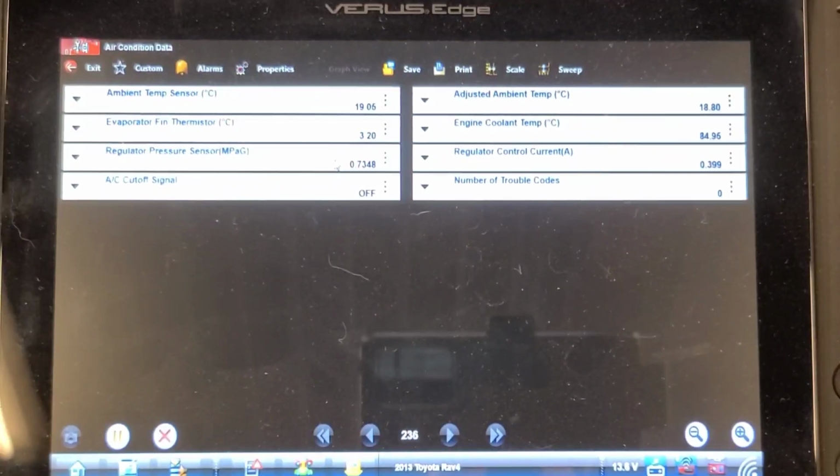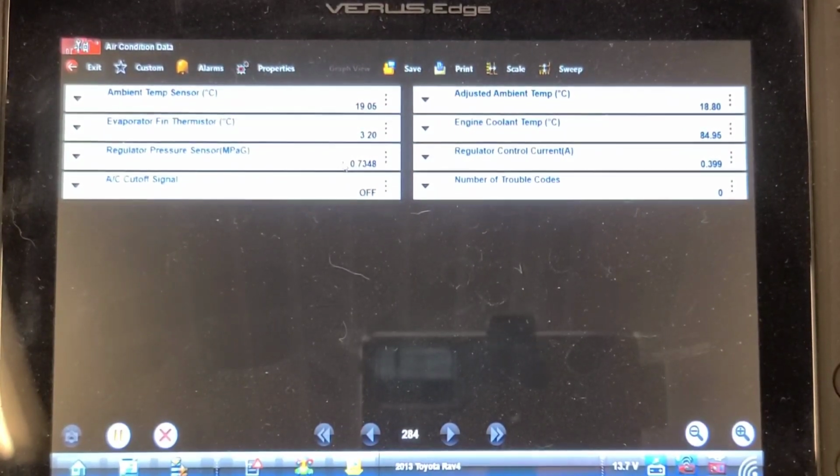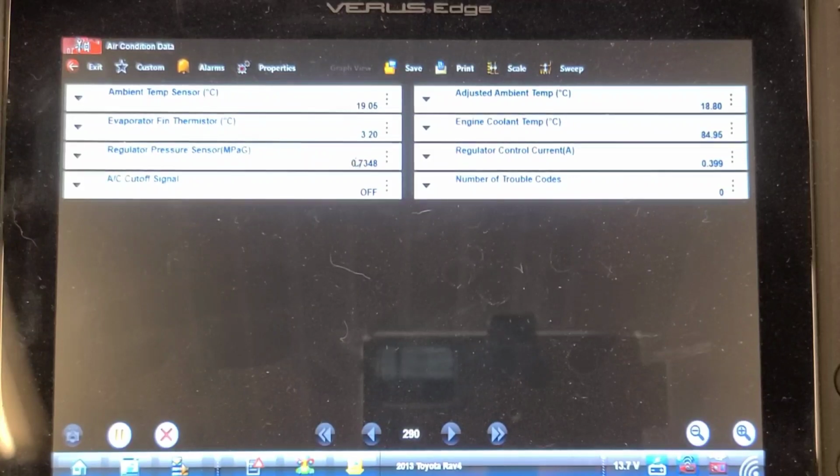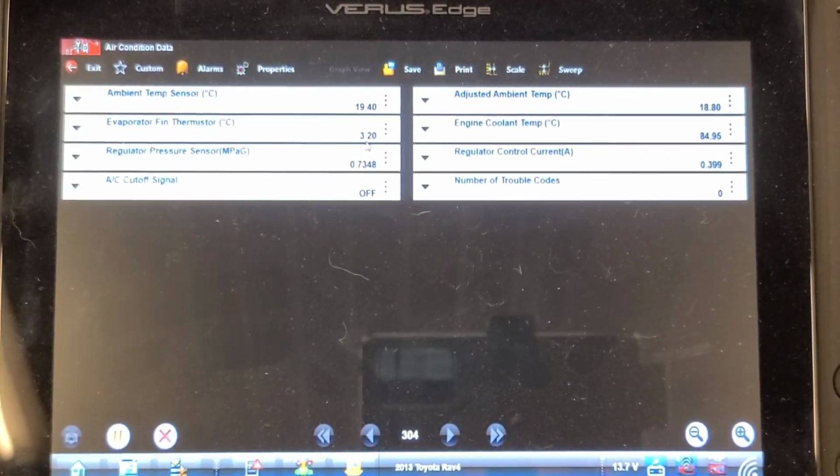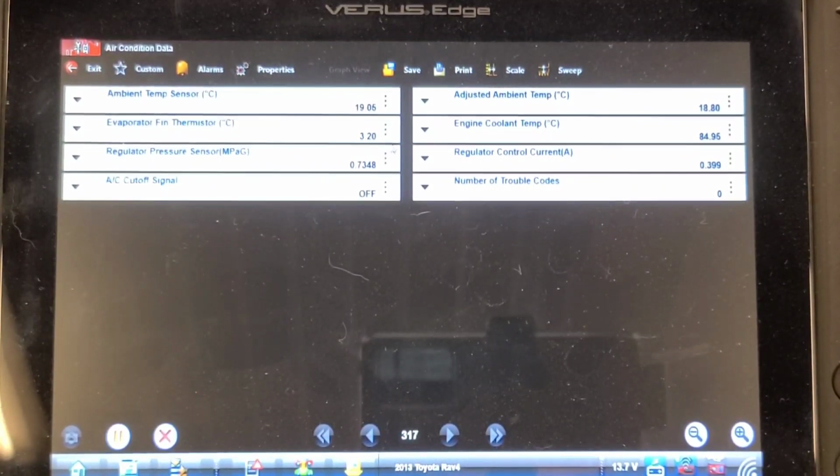So here's the data from the HVAC system now with it charged. The regulator pressure sensor is an MPAG. I'm not sure what unit that is. MP is usually megapascals. But before it was like negative. It was basically 0. Now it's 0.7348. The evaporator fin temperature thermistor is 3.2 degrees Celsius, which is just above freezing. And ambient temperature is around 18, 19 Celsius.